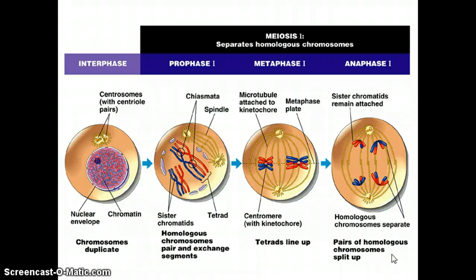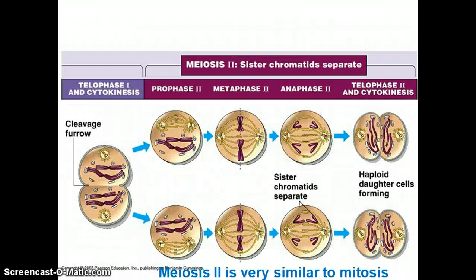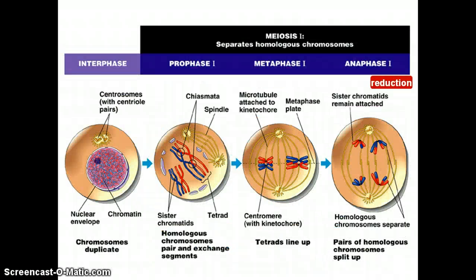I'm going to go through these different stages of meiosis. We're going to have sound effects, but a lot of it is going to sound familiar. This first set of divisions, or steps of meiosis 1, are the reduction portion of meiosis. Remember, in meiosis 1 is when we go from diploid to haploid.